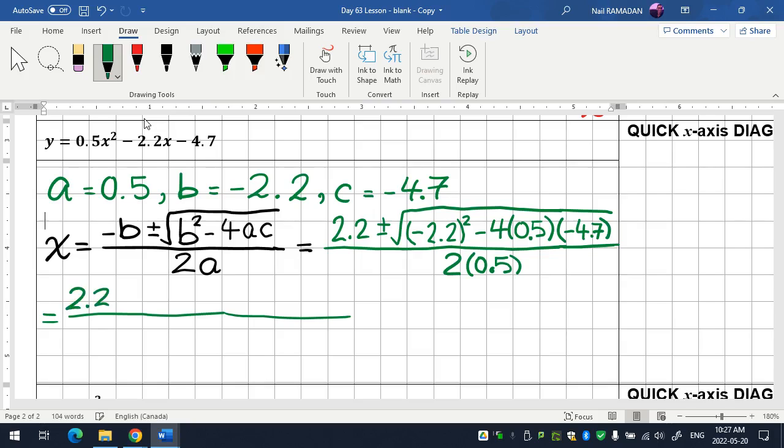2.2 plus minus. When you square a negative number, what do you get for sure? No. When you square a negative number, you multiply it by itself. So negative with a negative will become positive because you're multiplying. So this will be positive. What's 2.2 squared? It's 4.84. Okay. Negative times a negative. Only two of them will turn into a positive. Nice. Yes.